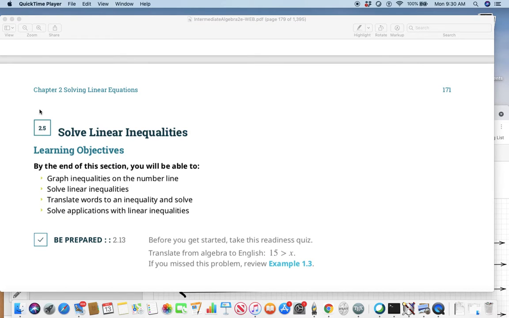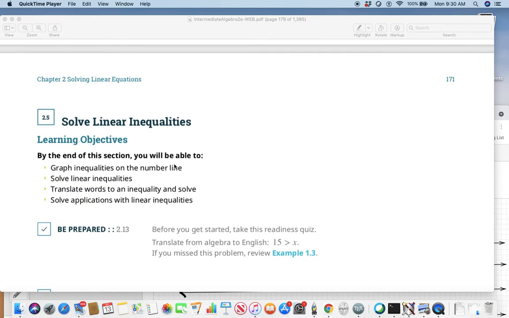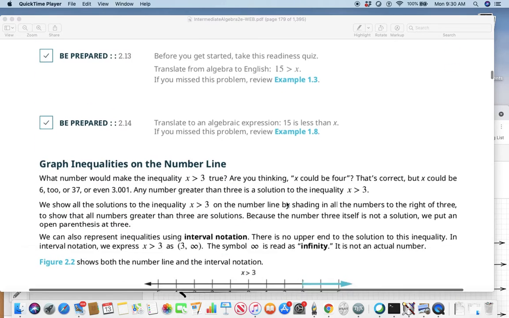Welcome back. Today we are going to go over Section 2.5, Solving Linear Inequalities. The learning objectives here: by the end of this section, you'll be able to graph inequalities on the number line, solve linear inequalities, translate words to an inequality, and solve applications.